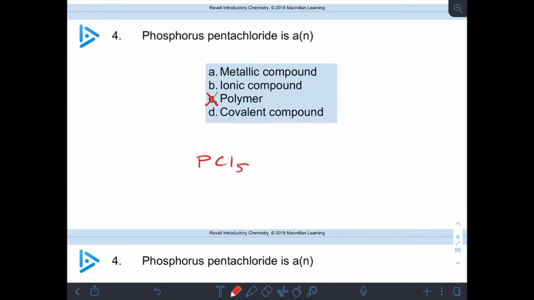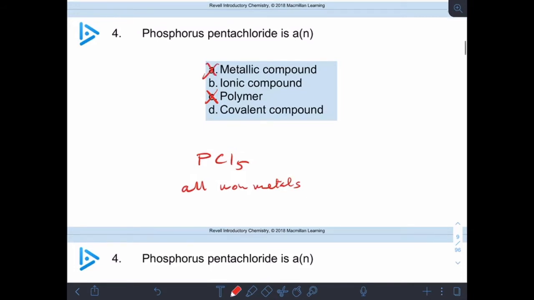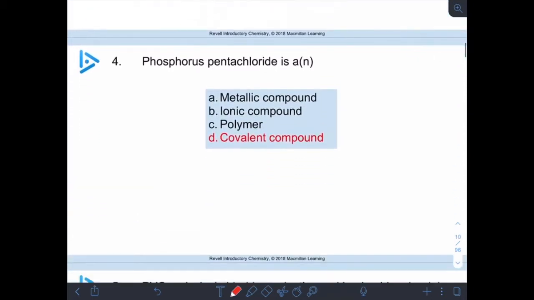But looking at this phosphorus pentachloride formula, this has only nonmetals. The only way that it can be anything other than covalent is if it had metals there, right? So a metallic compound, there's no metals there. There's no metals in order to make it an ionic compound, which means that it has to be covalent. Not polar, but just covalent, sorry. Okay.